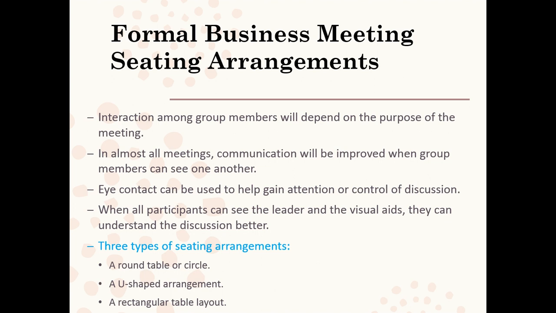Okay, so there are three types of seating arrangement that you need to know. There are a round table or circle, U-shape arrangement, and the last one is rectangular table layout.